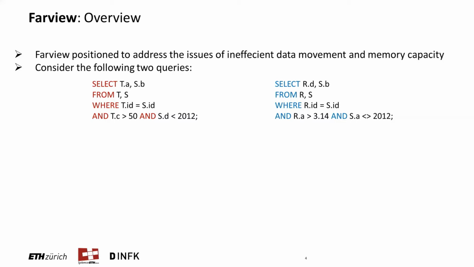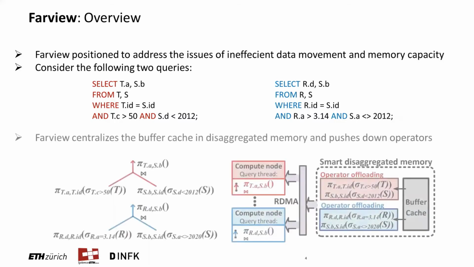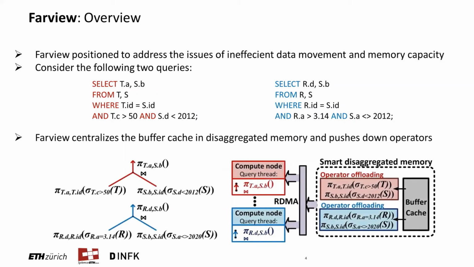In traditional architectures, all required tables would still have to be copied all the way to the compute nodes for processing. In Farview, on the other hand, we reduce the memory requirements and data movement by centralizing the buffer cache in disaggregated memory and by pushing down these selection and projection operators so the compute nodes receive only the relevant data. Now, the processing is done directly on the data streams, simultaneously with the data being read from the memory and sent to the network. And importantly, the impact of this additional processing on the overall performance is negligible.